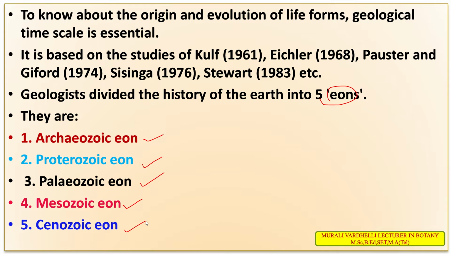Based on the study of different scientists, who are all geologists, the history of earth is divided into 5 eons. They are Archaeozoic eon, Proterozoic eon, Paleozoic eon, Mesozoic eon, and Cenozoic eon.